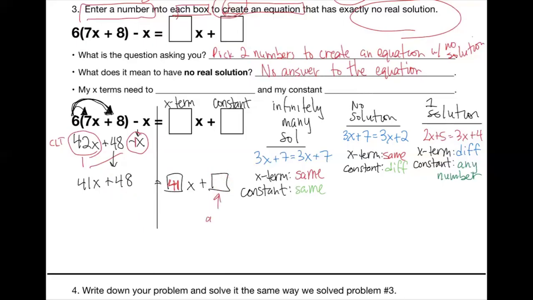So here, any number but 48. Why 48? Because that's the same number here, and I want it to be the same. This one must be 41. Why 41? Because that's my x on this side. And that's how you make a no solution equation. 41x plus 48 equals 41x plus, and you could pick any number but 48. I'm going to pick 2. That's how you make those equations.